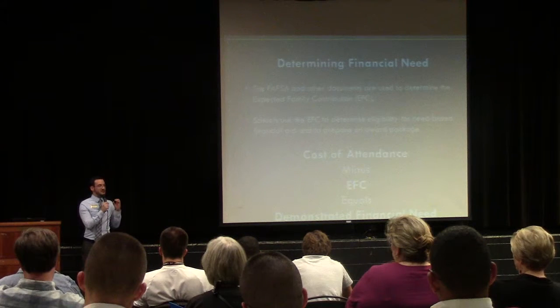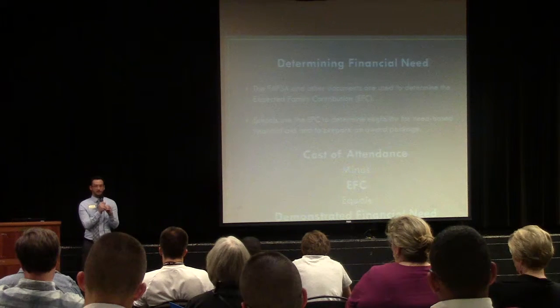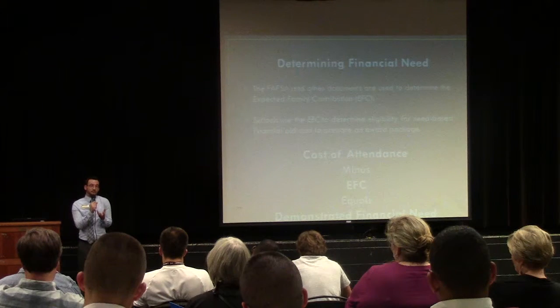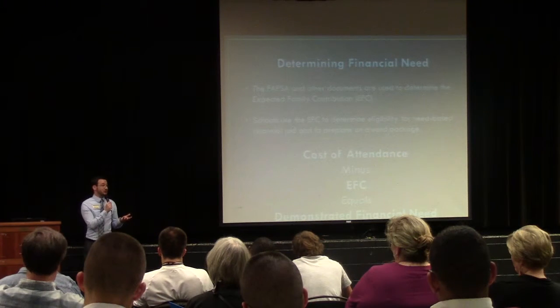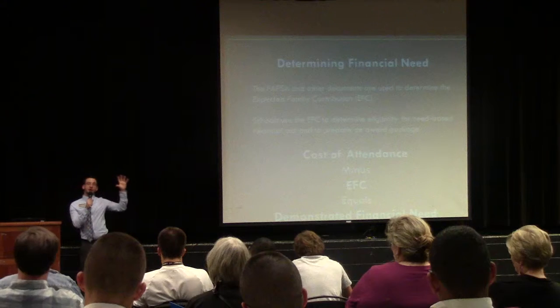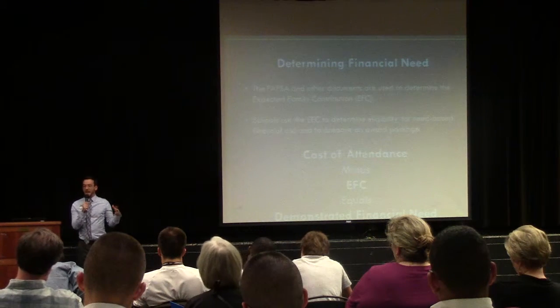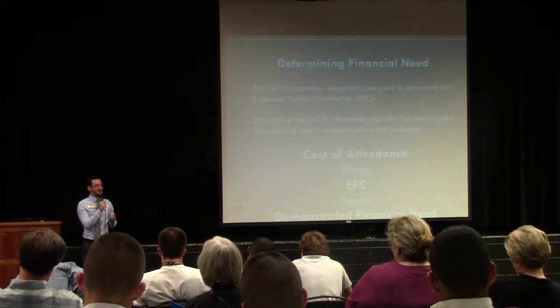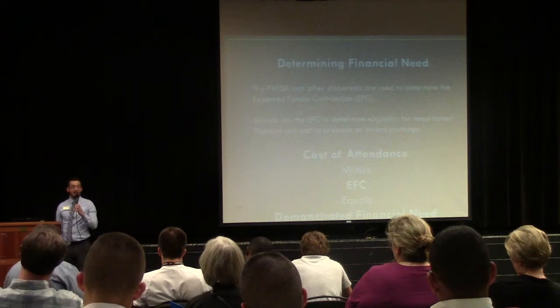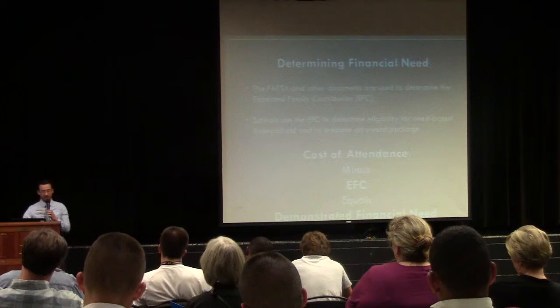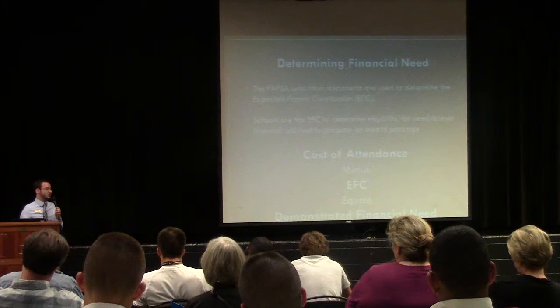The result is basically a figure that the school uses to subtract from what it costs to go there, and that's how they determine what you need. They look at the overall cost of the program that the student is going to enter into, and then they subtract out the expected family contribution, and that figure is the demonstrated financial need, which is what we use to calculate what you're going to be eligible for.